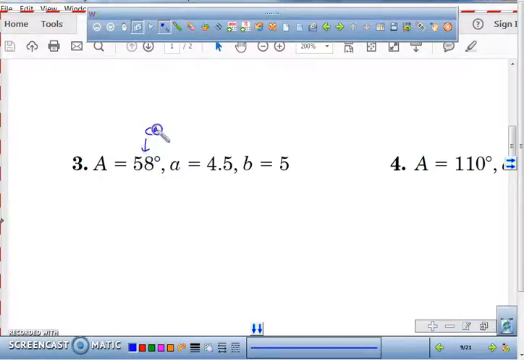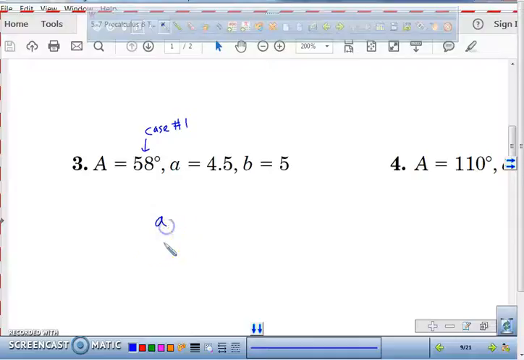Ooh, case 1. Why is it case number 1? Because of that 58 degree angle. We have our A value, which is 4.5. We have our B value, which is equal to 5. A is definitely less than B.